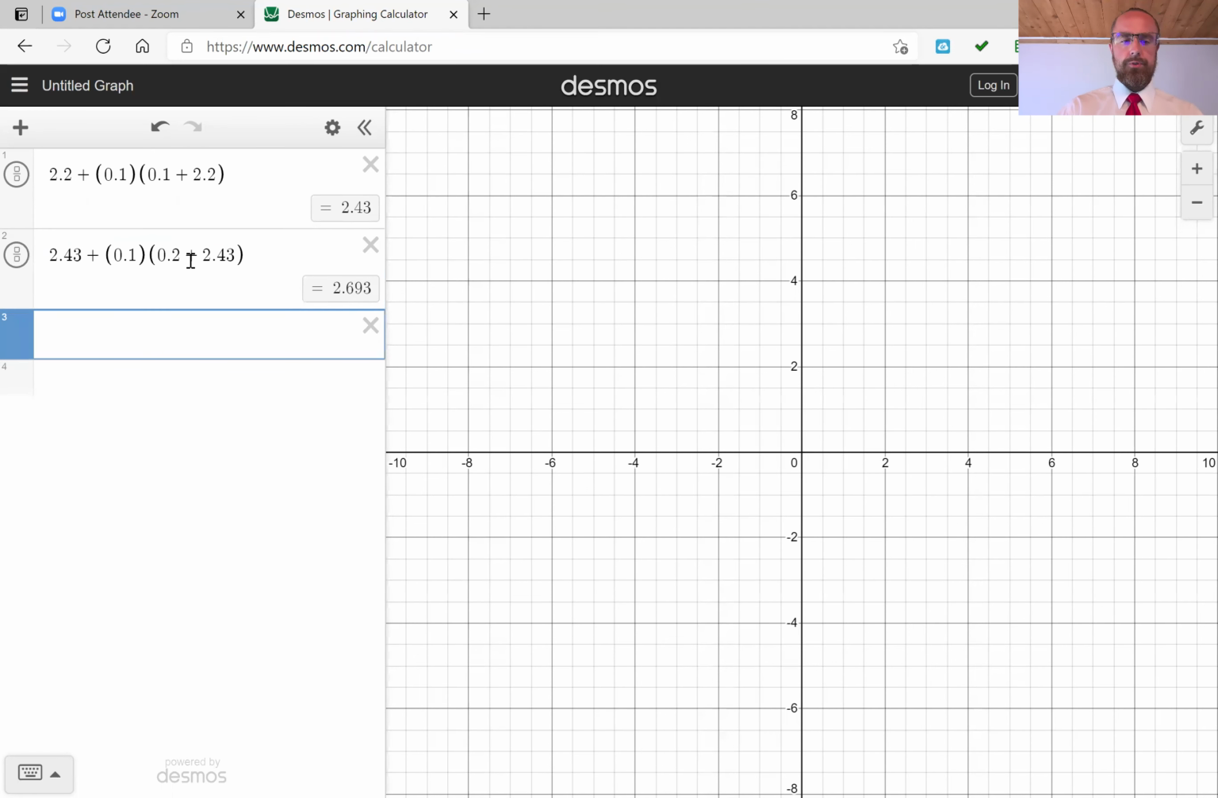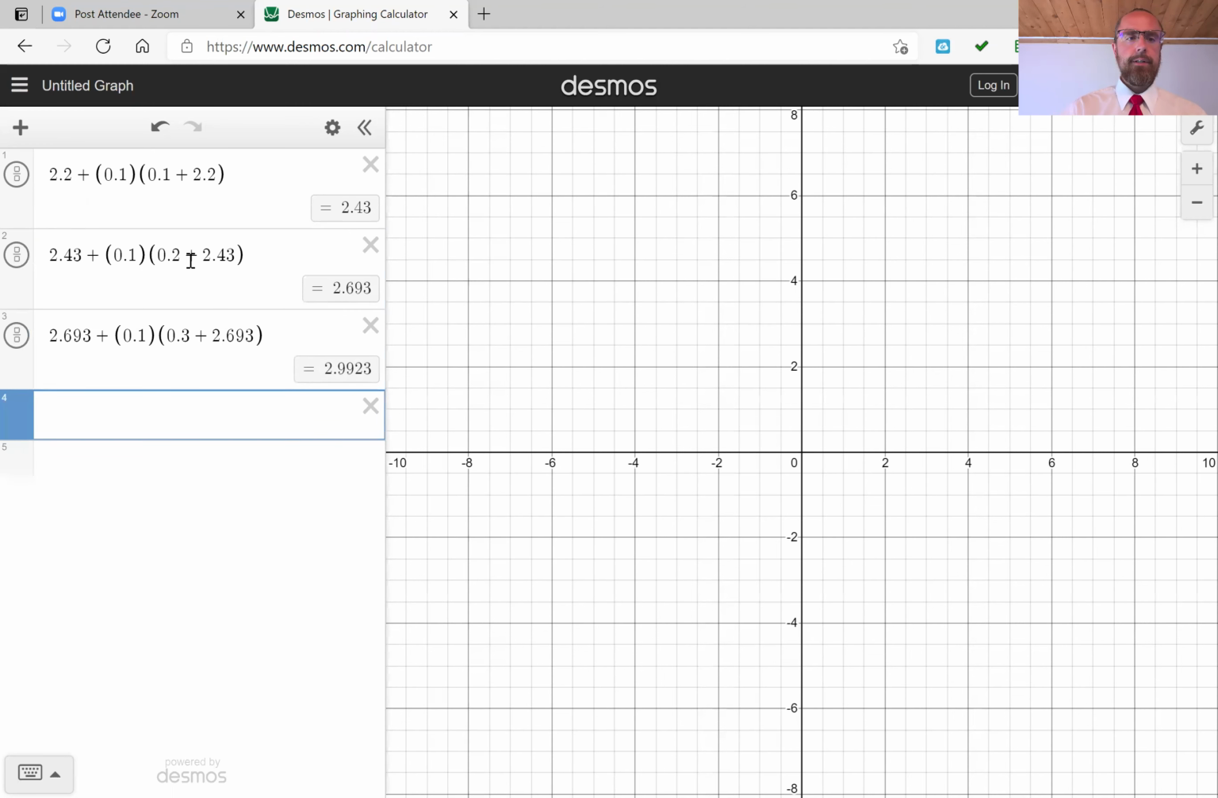We'll keep going. So 2.693 plus 0.1. Again, I'm increasing the x value by the step of 0.1. So now we're at 0.3 plus 2.693. And that's calculating as 2.9923. And we continue this process. So I need to get up to a total of 10 values.